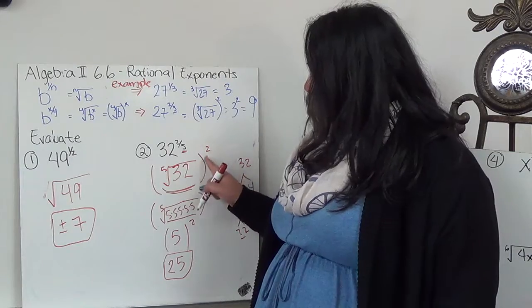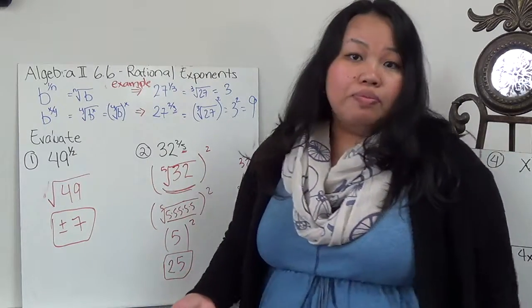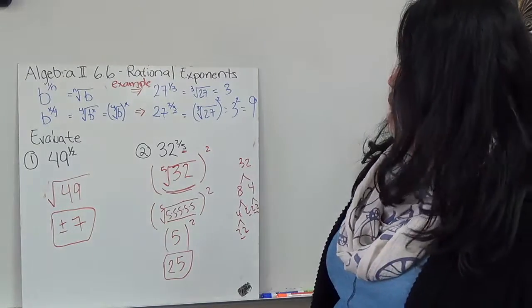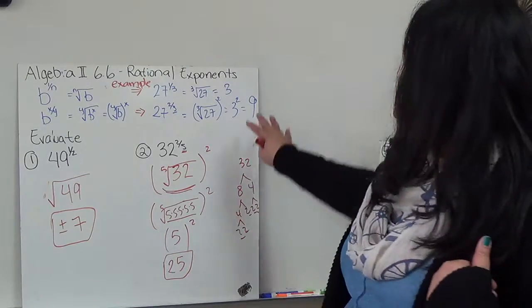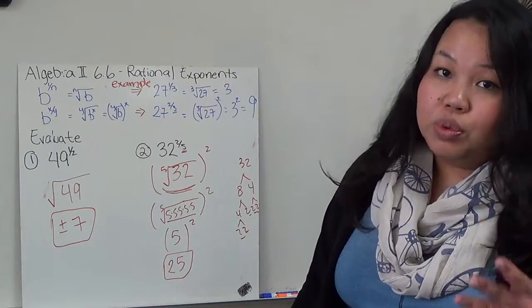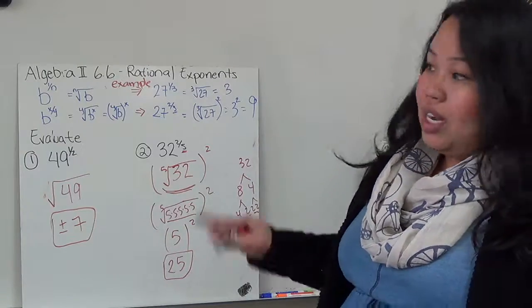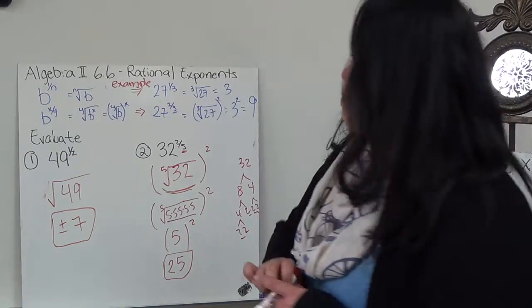If I did it the other way, it could be the same thing. I could square 32 and then find the 5th root of it, but to me that's more work, so I like to square at the end. But ultimately both ways work, so it's up to you. So if that makes sense, go ahead and pause it, write it down. I have one more board.